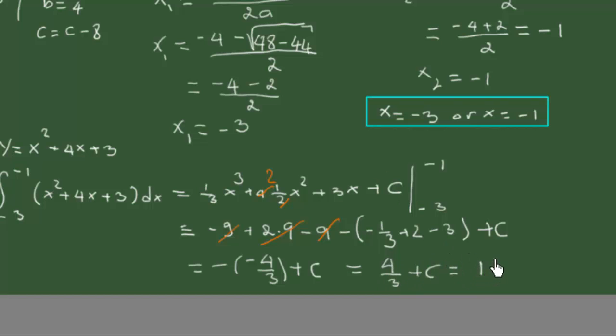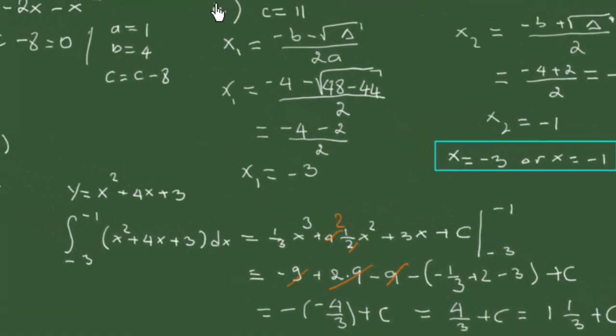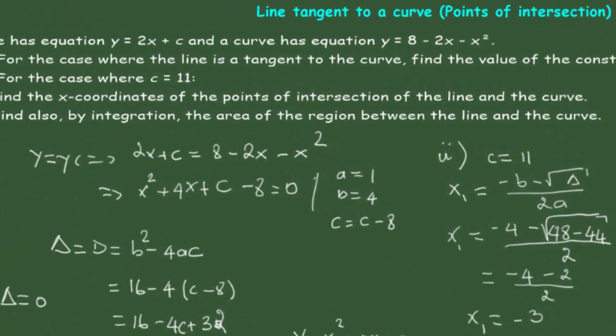That would be 1 1/3 plus C. And this here equals to A. Let me call it A, the area of the region between the line and the curve.